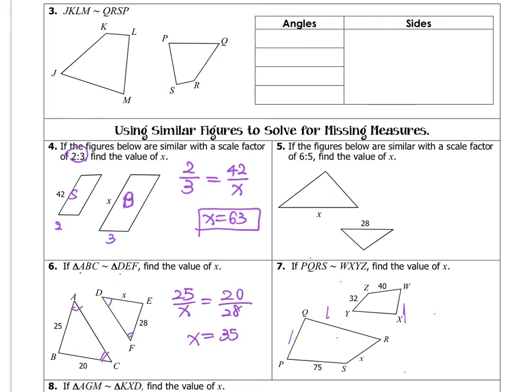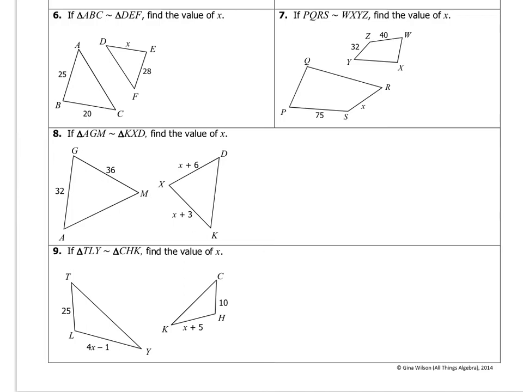Again, you can't just use 25 over 28. You have to know that 25 is corresponding to angle C, and angle F, which is congruent to angle C, the corresponding side is X. So you have to set it up accordingly. Make sure everything is aligned. Finish 5 and 7 on your own. And then let's look at number 8.